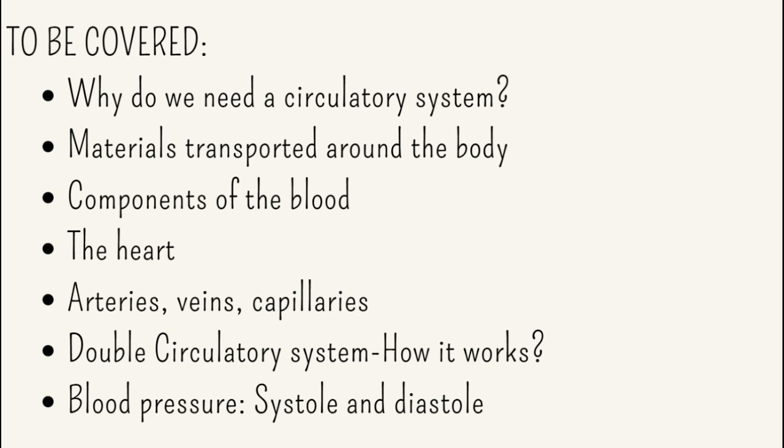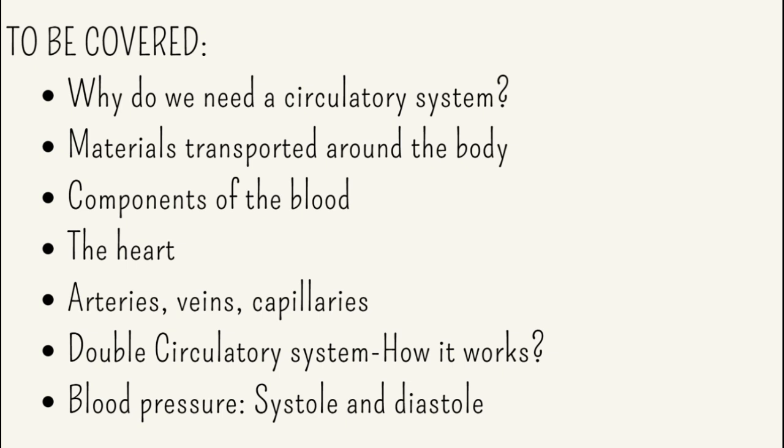So the topics that we're going to go into are, first, why do we need a circulatory system. Second, the materials that are transported around the body. Then the components of the blood. Then the structure of the heart, like the design or outline of the heart. Then blood vessels such as arteries, veins, and capillaries, and the role that they play in all of this.